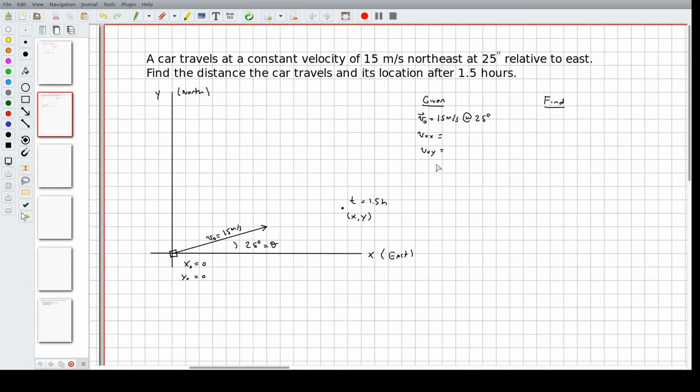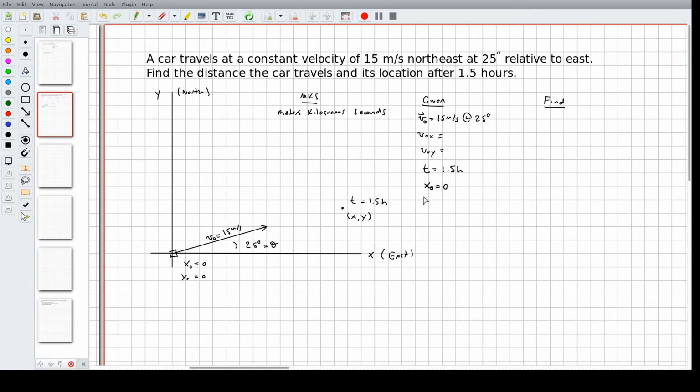Now, likewise, we've been given a time. We know we're looking 1.5 hours into the future. Now, we need to convert this time from hours into seconds in order to be consistent, because we're working in the MKS system. That is, we deal with meters, kilograms, or seconds, unless explicitly told otherwise.